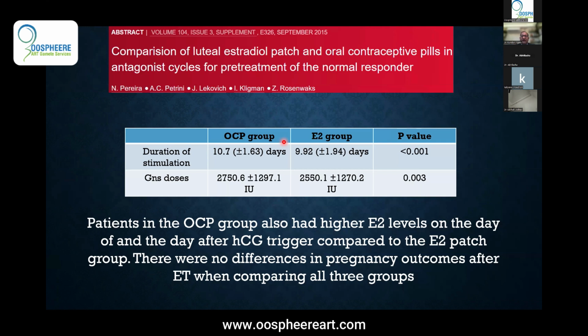Now, this was a kind of a poster presentation in 2015, and they found that patients in the OC pills group also had higher estrogen levels on the day of hCG trigger compared to the estrogen patch group. And there was no difference in the pregnancy outcomes after embryo transfer when comparing all three groups, that is oral contraceptive pills, estrogen, and control group. So, the only difference was that whenever you use oral contraceptive pills, you will need more gonadotropin doses and slightly more duration of stimulation is required. Slightly, expenses are going to be more.